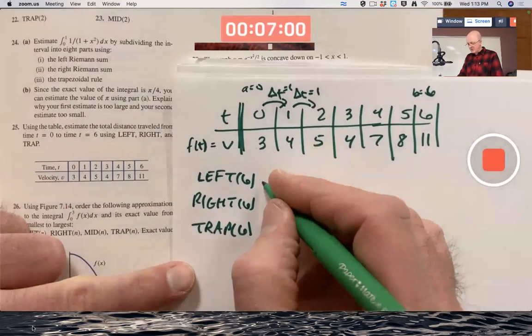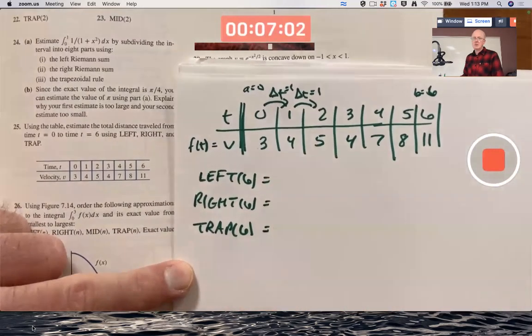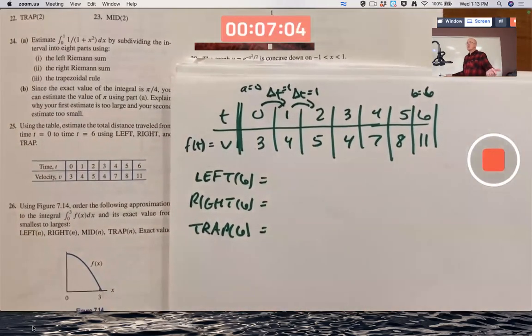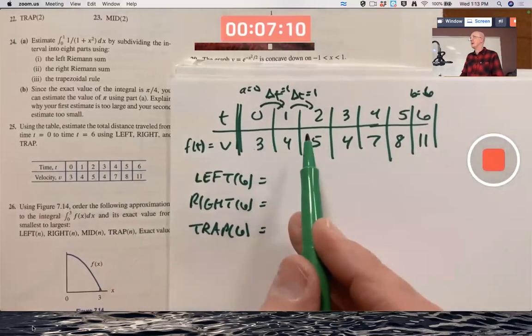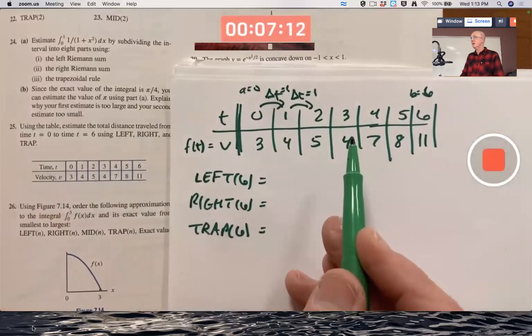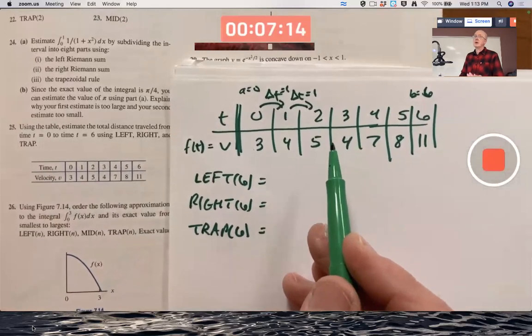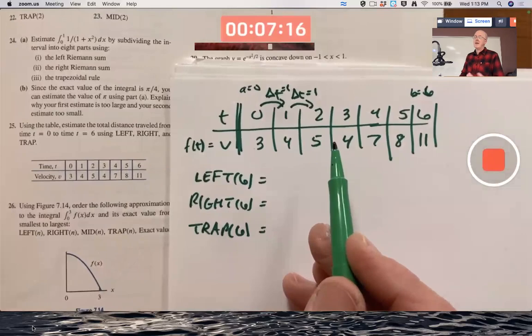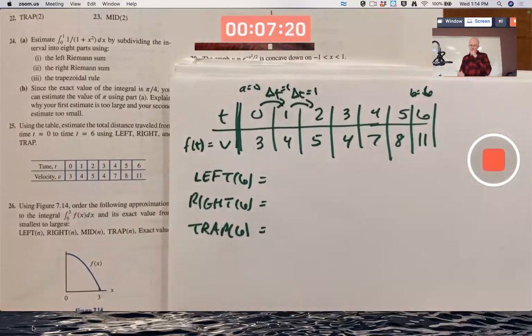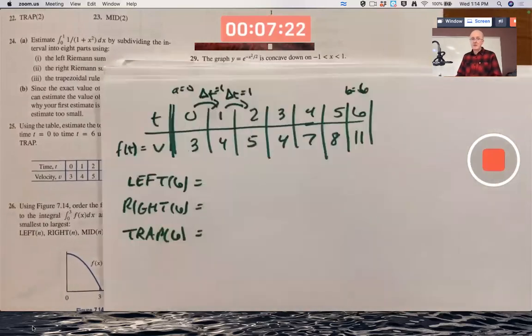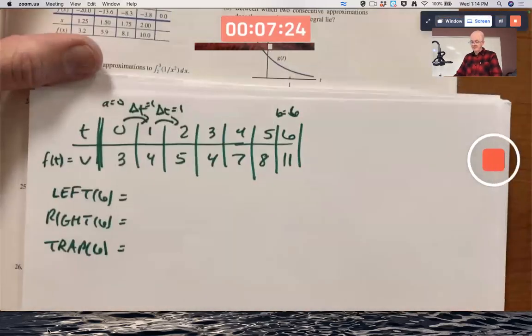We really can't do, at least with delta t equal to 1, the midpoint rule or Simpson's rule, because we don't have more data. We don't know the values of the function at, for example, 0.5 or 1.5 or 2.5, which we would need if we were going to use the midpoint rule, at least with delta t equal to 1. You might find it helpful to draw a picture, but you don't have to.